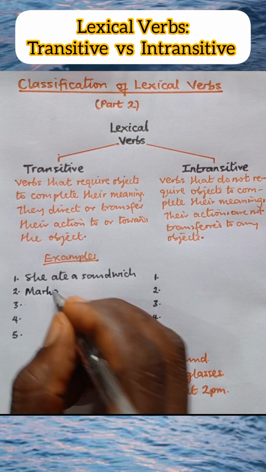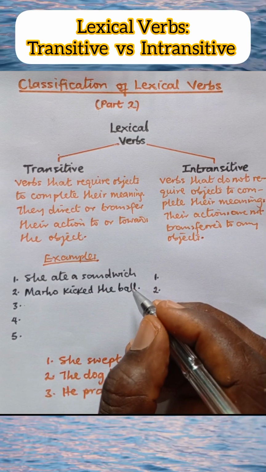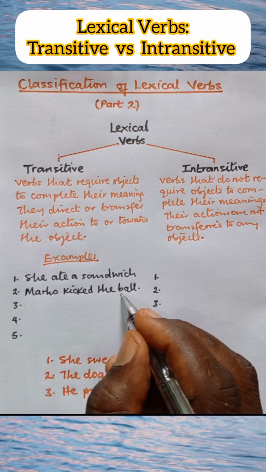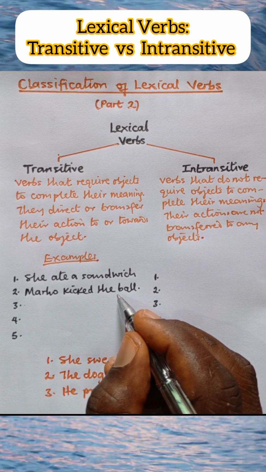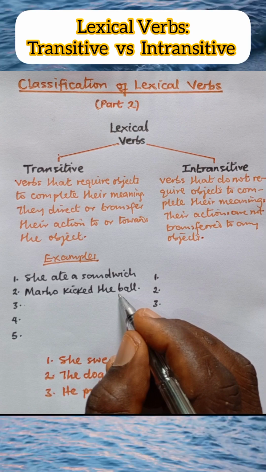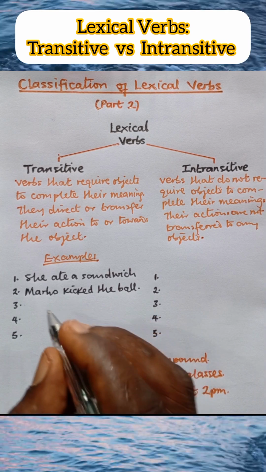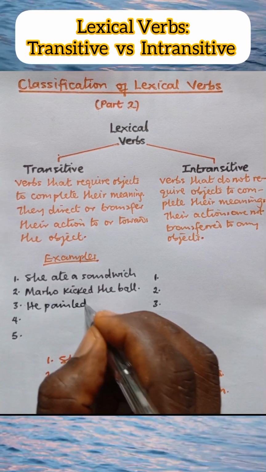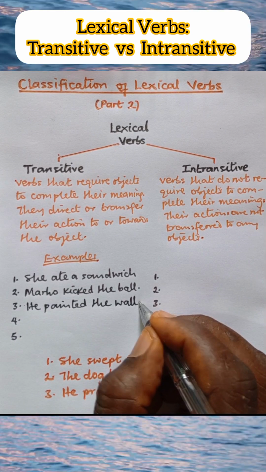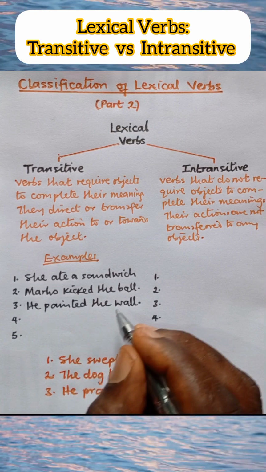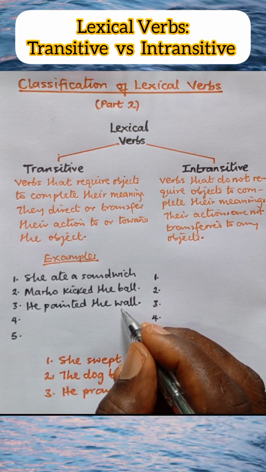Number 2, Maru kicked the ball. The verb kicked has an object, which is the ball. The ball receives the effect of the action of the verb kicked. Number 3, he painted the wall. The action of the verb painted is received by the object, the wall.